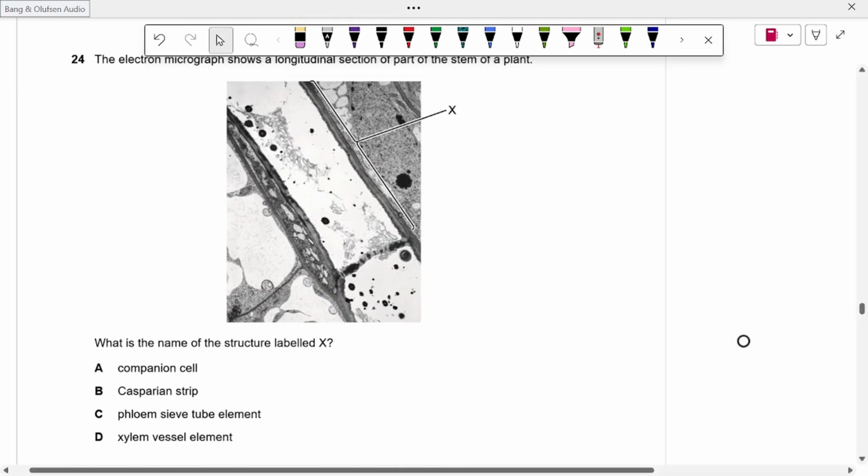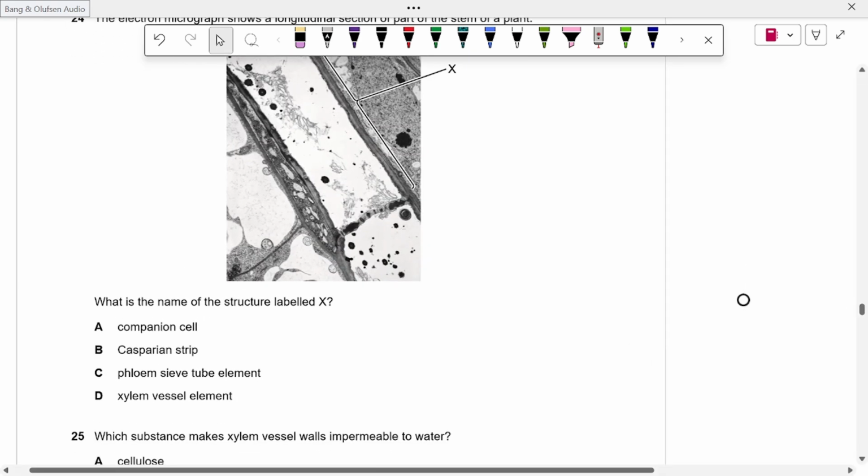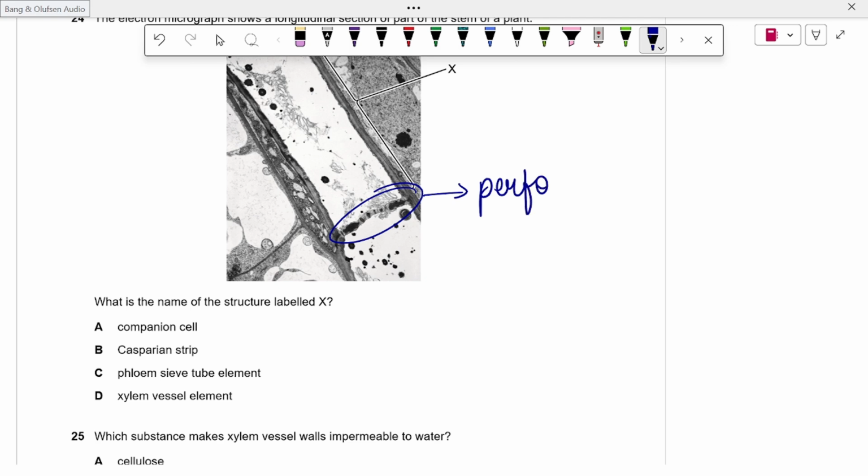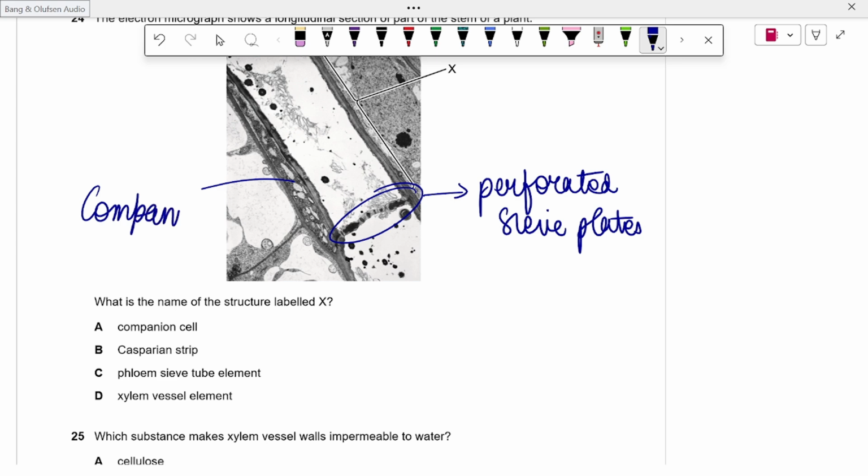Casparian strip it can't be. If you look at your structure, here you can see a perforated sieve plate. Then right next to it you can see your companion cell. So this is obviously your phloem sieve tube element with its companion cell. Structure X is your phloem sieve tube.